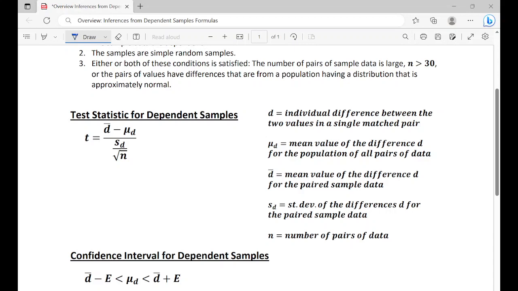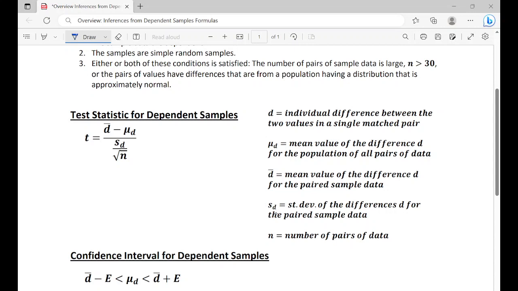So here are the formulas for this kind of sample. First is the test statistic for dependent samples. T equals this formula here, and the notation is over here off to the side. D is the individual difference between the two values in a single matched pair. Mu sub D is equal to the mean value of the difference D for the population of all pairs of data. D bar is the mean value of the difference D for the paired sample data.